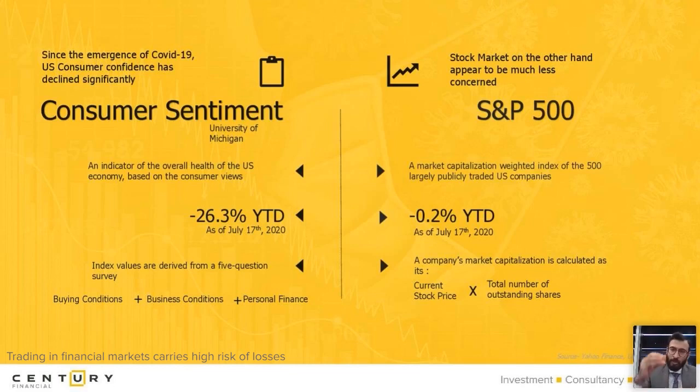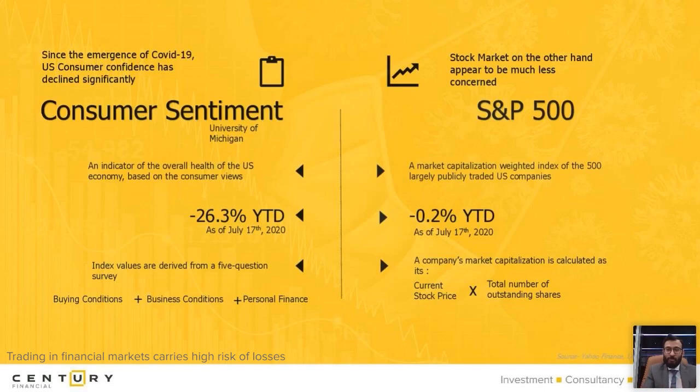If there was a measurement of consumer confidence sentiment, say 100 or 50, it's not 150, it's minus 26% since January 2020. On the other hand, the S&P 500, which is the global benchmark of US stocks, has shown an overall growth of minus 0.2%, right? Minus 0.2%. That means consumer sentiment is highly negative, but the US stock market is still high. What does it tell you? Stock markets are going all-time high, but consumers are scared, and the buying conditions, the business conditions, the personal finance is not good.